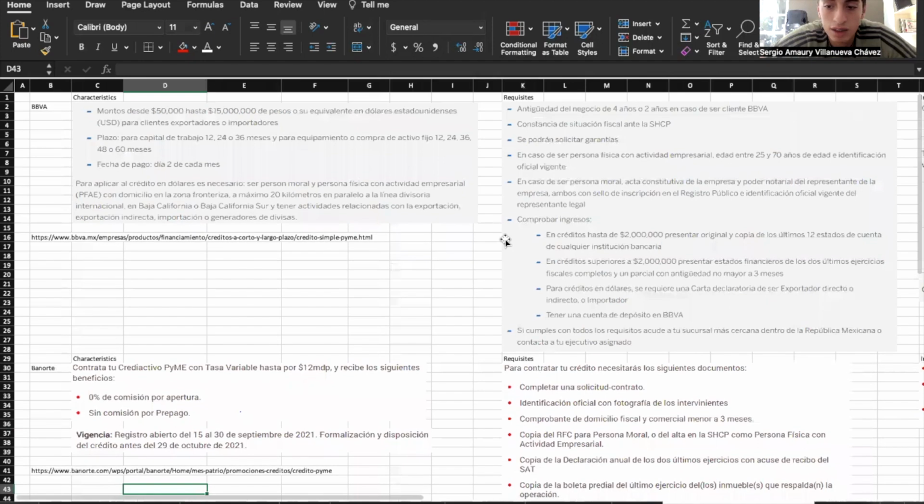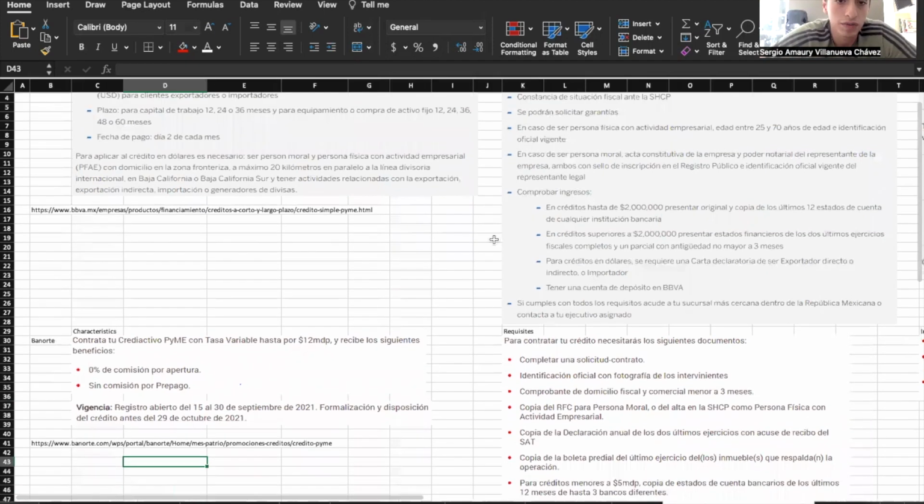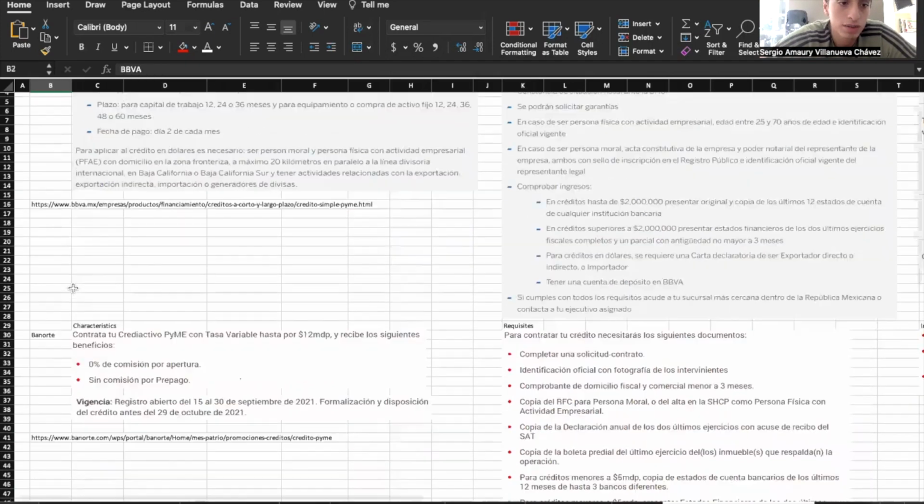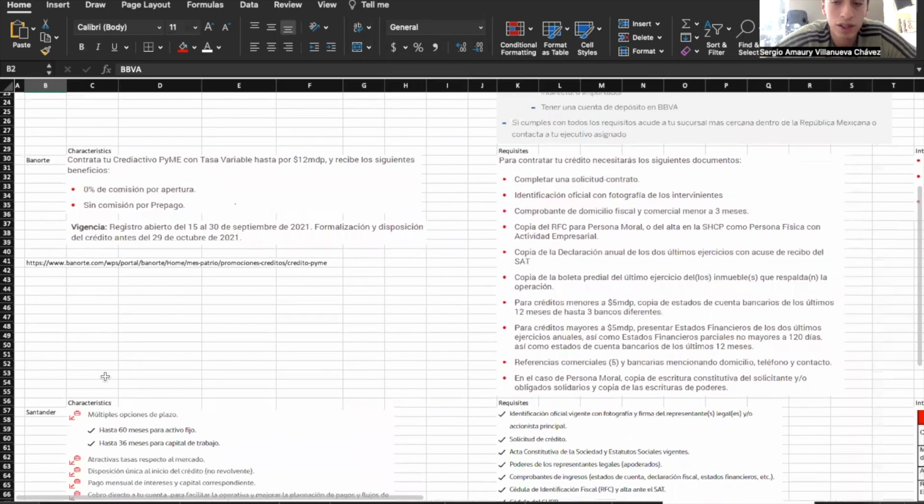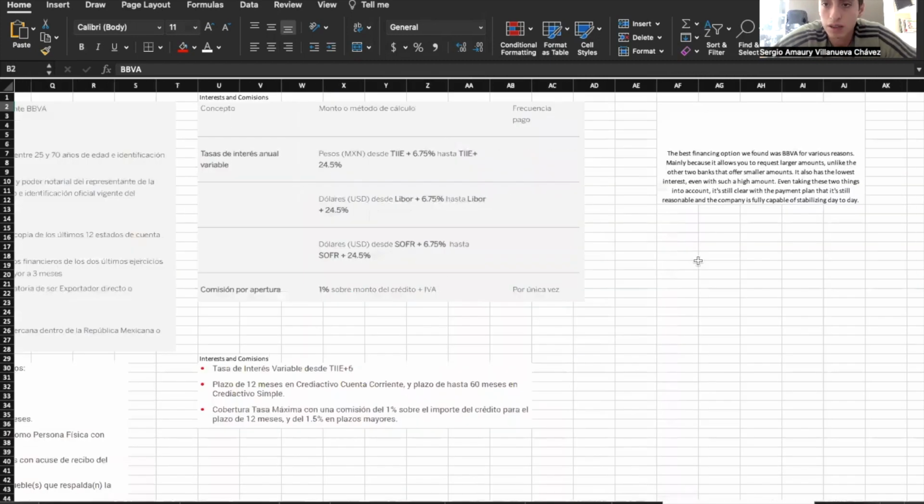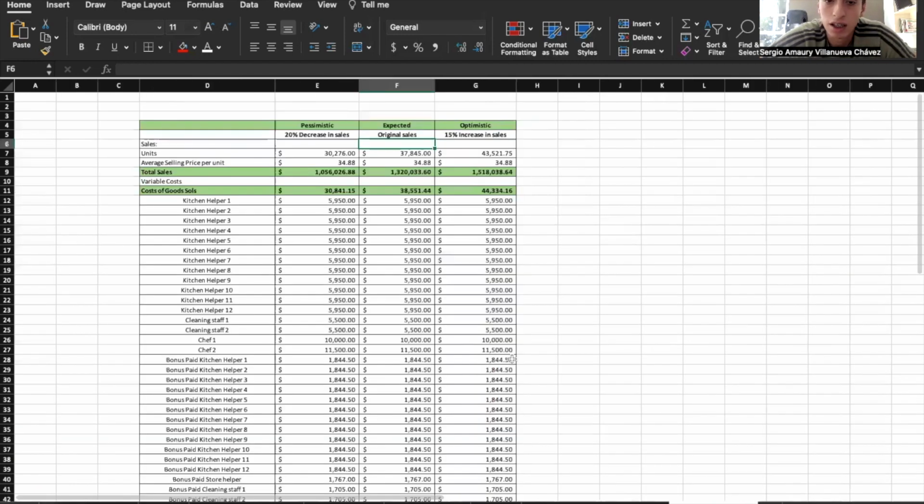And here are the investing and financing sources we researched. First is BBVA, and then Banorte and Santander. And well, we basically found that the best option was BBVA for many reasons, but mainly because it allows us to request a bigger quantity of money, unlike the other two banks, which only provide smaller amounts of money. And it also asks for less interest, even though it's a higher amount, so that's a great advantage over the competitors.